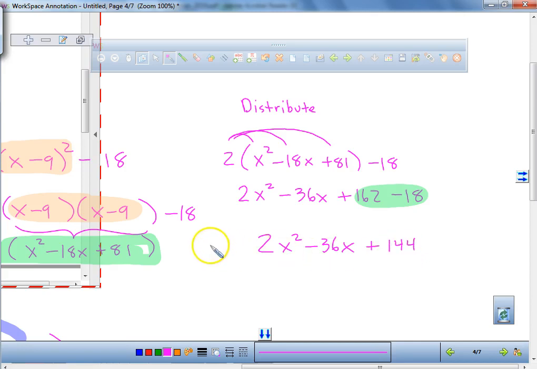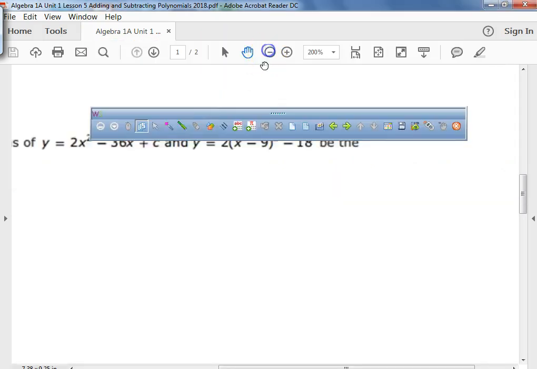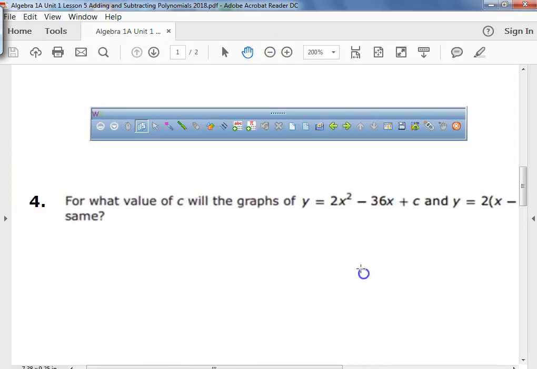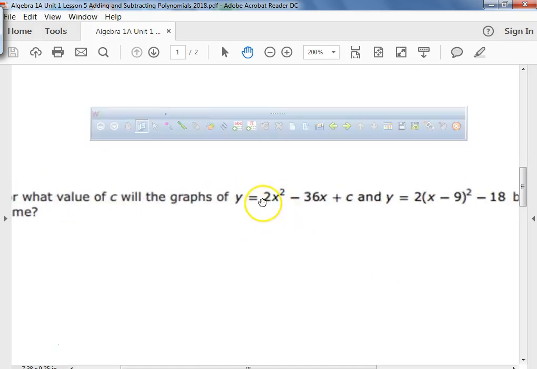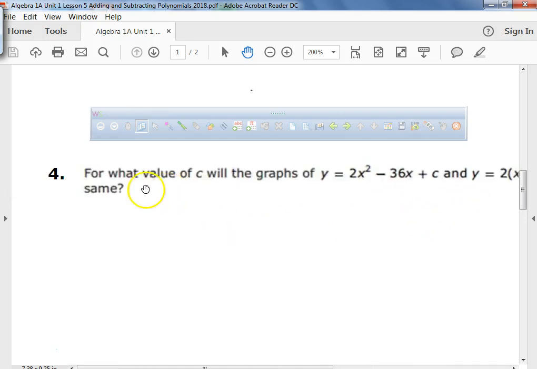Okay. Can you guys write down this right here? Put y equals this. Okay? Do you have that written down? Put y equals 2x squared minus 36x plus 144. We're going to do a quick review of what we just did. Okay? So right now, I'd like you to look at the original problem. I'm going to zoom out just a bit. It says, for what value of c will the graphs of 2x squared minus 36x plus c and y equals 2 parentheses x minus 9 squared minus 18 be the same?